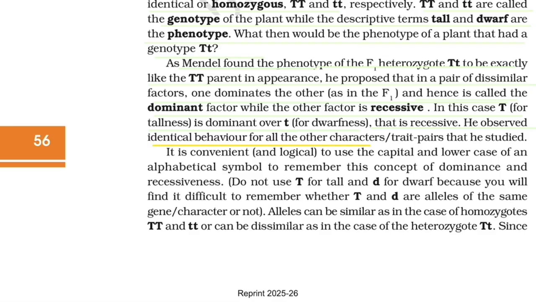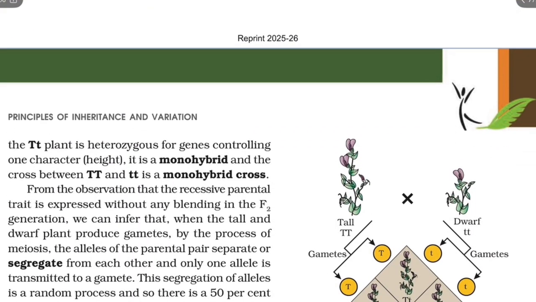He observed identical behavior for all the character pairs that he studied. It is convenient to use a capital or lowercase of the same alphabetical symbol to remember this concept of dominance and recessiveness. Do not use T for tall and D for dwarf, because you will find it difficult to remember whether T and D are alleles of the same gene or not. Alleles can be similar, as in the case of a homozygote, TT or tt, or can be dissimilar, as in the case of a heterozygote, Tt. Since the Tt plant is heterozygous for a single character, it is a monohybrid, and the Tt cross is a monohybrid cross.